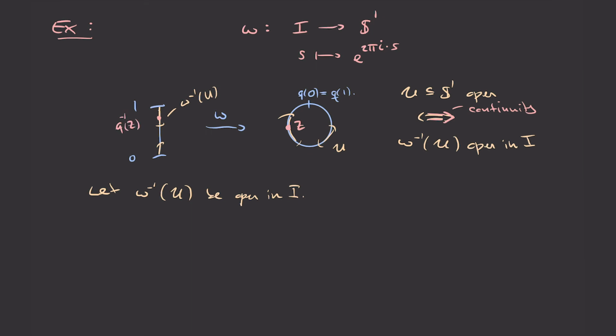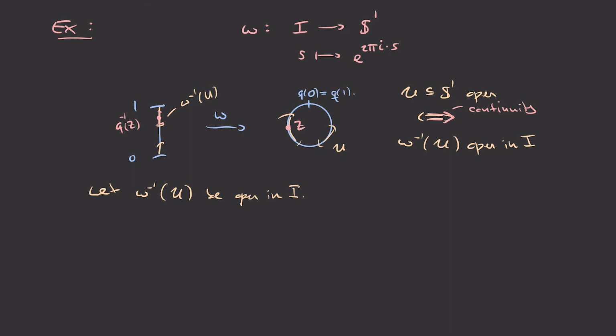Now by assumption, the preimage of U under omega is an open set, which means we can find a small neighborhood around this point, Q inverse of Z, that is still entirely contained within the set omega inverse of U. So we started with a point Z in the unit circle. We said that if Z is not this special point in the unit circle, then its preimage consists of just a single point. In that case, we can find a small neighborhood around the preimage that is contained within the entire preimage omega inverse of U.